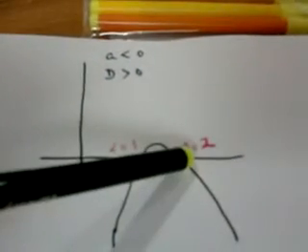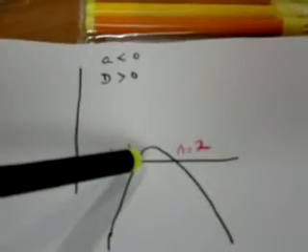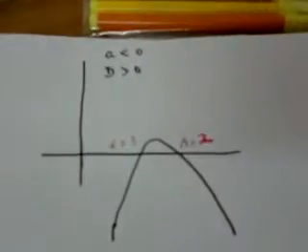From the graph you will see that at x equal to 1, y is 0. At x equal to 2, y is 0. Between 1 and 2, y is positive. If x is less than 1, y is negative. If x is more than 2, y is negative. Let's check it algebraically.